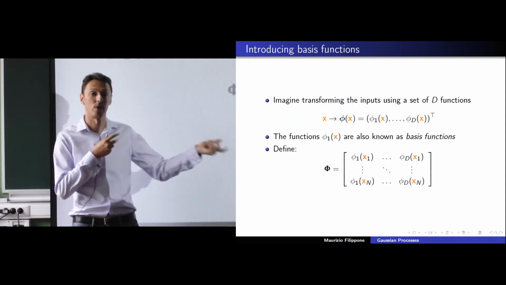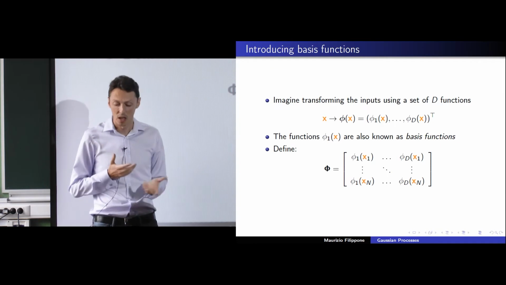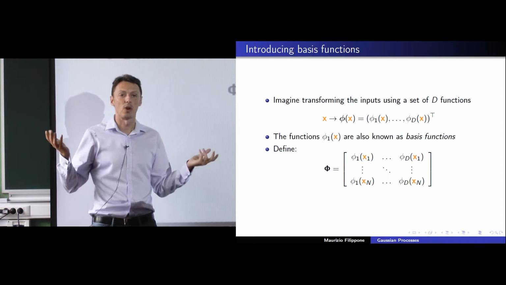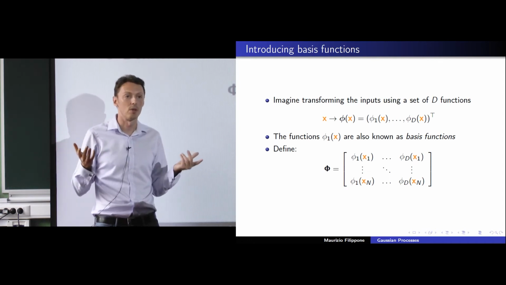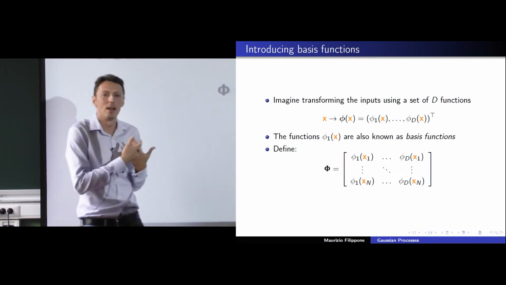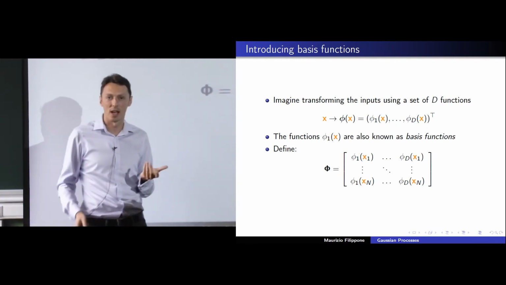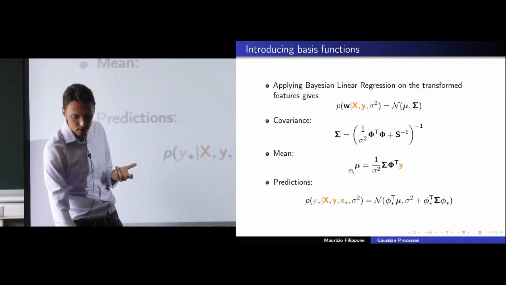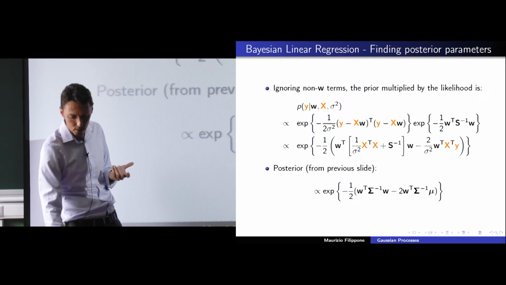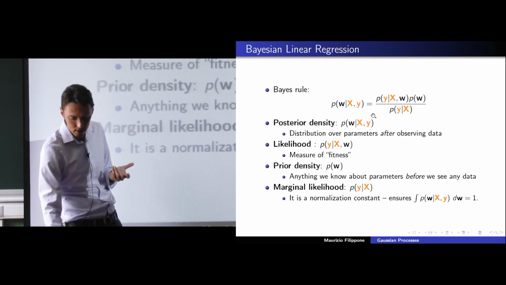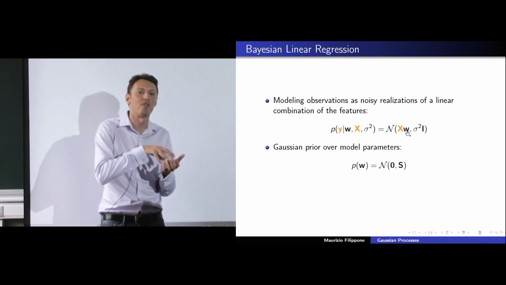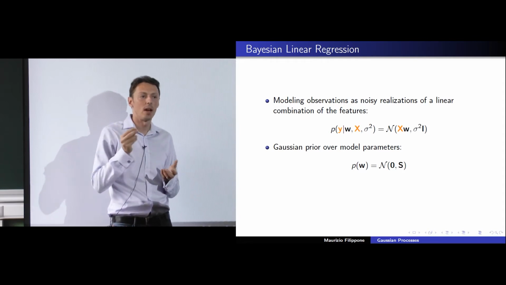You just transform your inputs using a phi function, phi1 to phi d, okay? And then you construct another matrix, which you call phi, and in your linear regression, you replace x with phi. So now the model is still a linear model because the parameters enter in the same way as before. So instead of having the likelihood like this, with xw, now I replace x with phi. But w still appears in linear form.